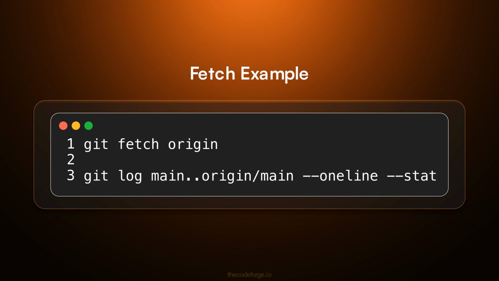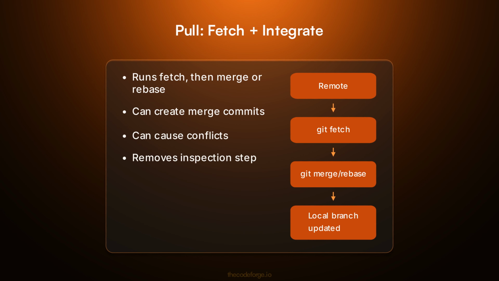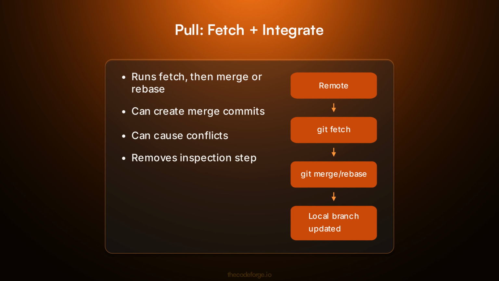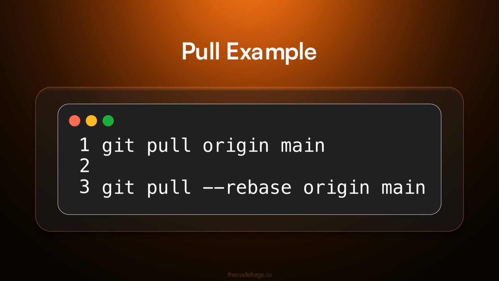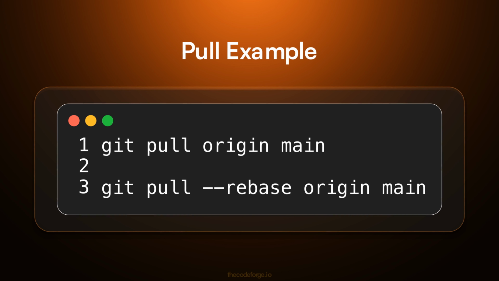Git pull is a convenience command. It runs git fetch and then immediately merges or rebases the fetched changes into your current branch. While convenient, it skips the inspection step and can create unwanted merge commits if your local branch has diverged. Here's the basic pull command. Git pull origin main fetches and merges. Adding rebase makes it rebase instead, producing a linear history.